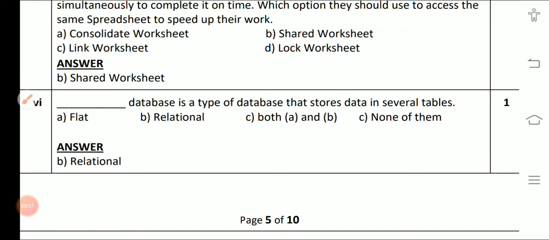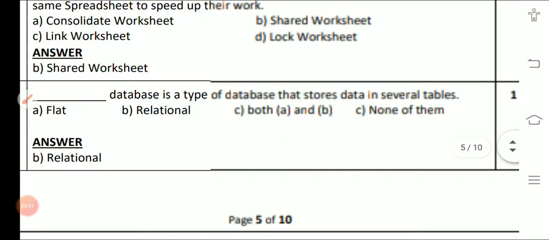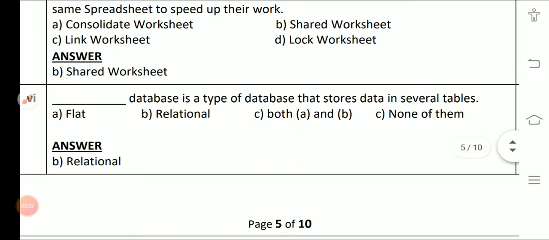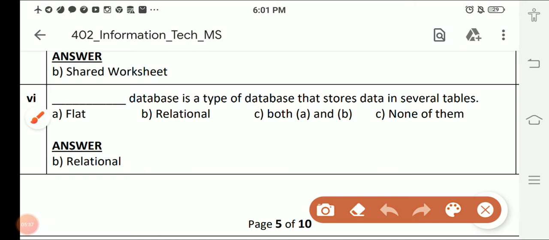Next is dash database is a type of database that store data in several tables. Children, if you want to save the data in the form of tables and these tables are linked to each other, then this type of databases are relational database. Okay, flat database, linking is not there. If we are saving the data in Excel, तो वो हो गया flat.